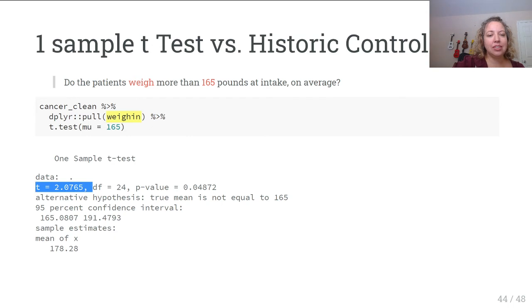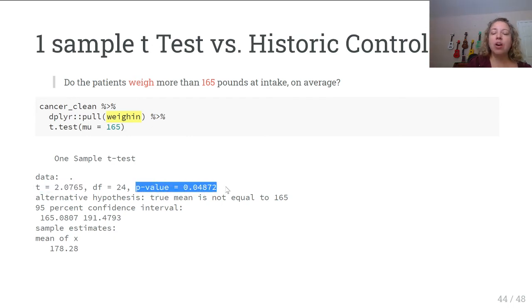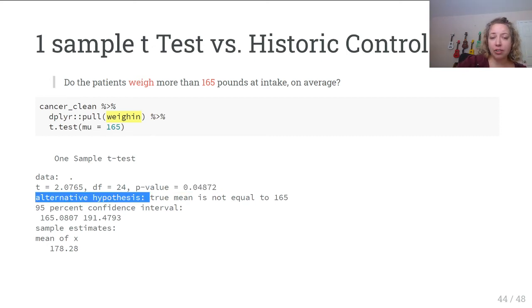Then here's our t statistic and our p-value. Now notice when we use the table, the t-table, to find a p-value, we could only say it was between this number and that number. But when we run a t-test with computer software, it will actually tell us our p-value to many decimal places, and we don't end up with the range idea. Now, it does alert us that the alternative hypothesis is that the true mean is not equal to 165. So it spells it out that the alternative is not equal to 165.